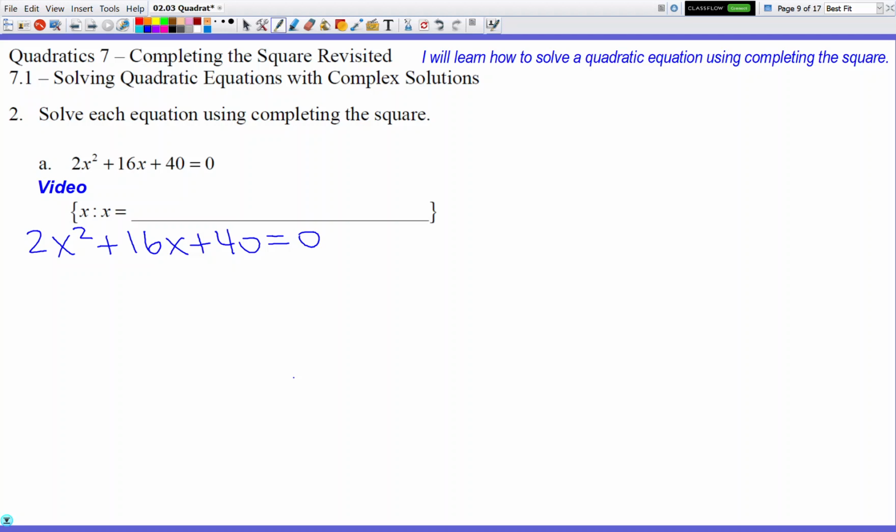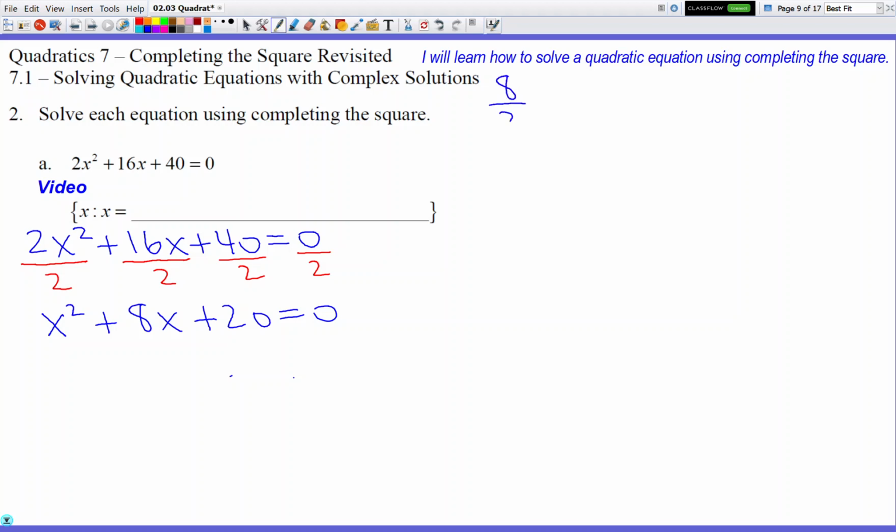So you got to get rid of that 2. And the only way to get rid of the 2 is to divide by 2. And you can't just divide him by 2. You got to divide everybody by 2. Don't leave anybody out. That's not nice. Include everybody with divide by 2. So my brand new equation becomes x squared plus 8x plus 20 equals 0. So now we have green light go. Now we can cut the 8 in half. We get 4. Square it. We get 16.